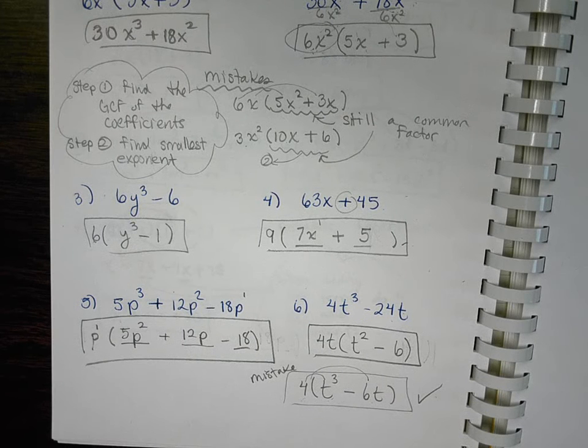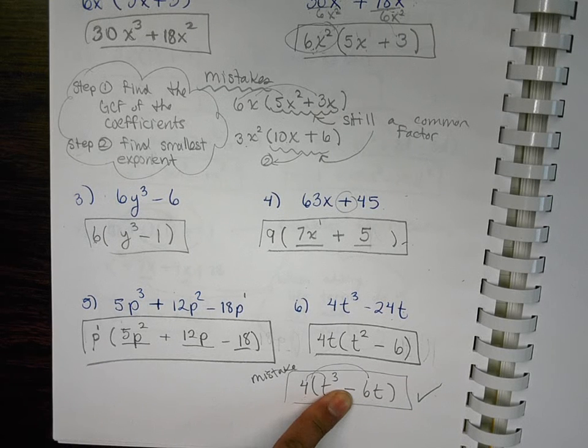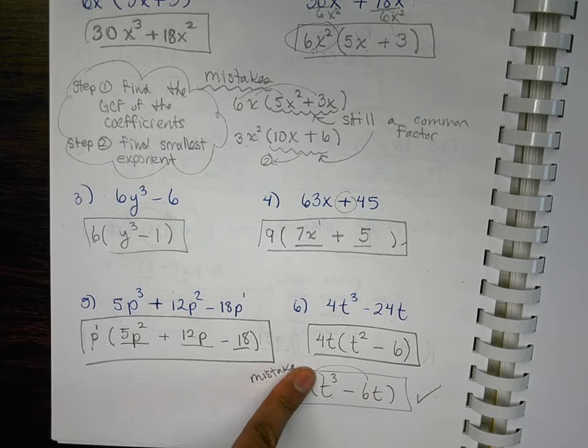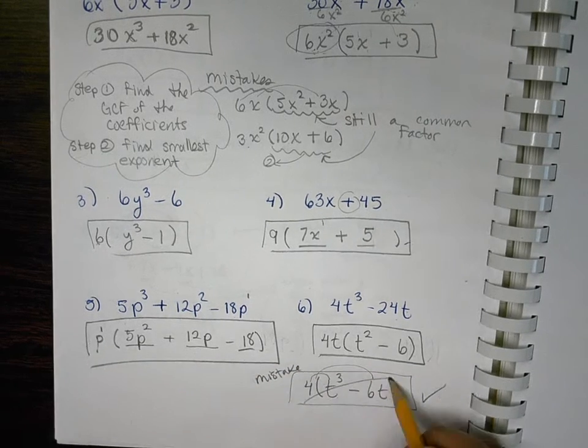How can you tell? When you look at this answer, how could you say, oh wait, there's still a GCF, or I just gave it to you. How can you tell there's a mistake being made? What do you look at in here? There's the greatest common factor. Is there still a GCF in the parentheses? Yes, and if there's still a GCF in the parentheses, is this the correct answer? No. It is a mistake. Okay. Are we good?